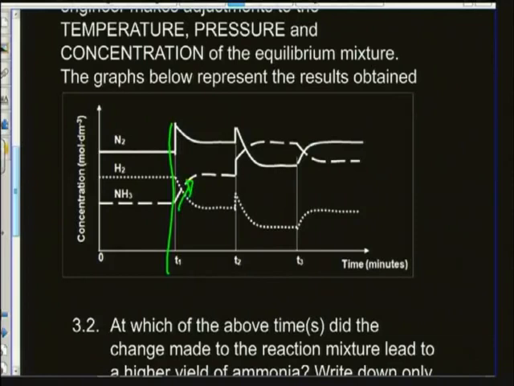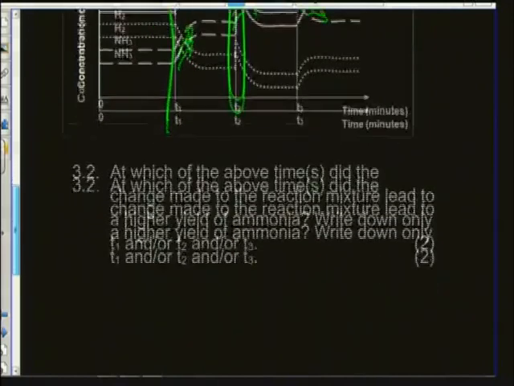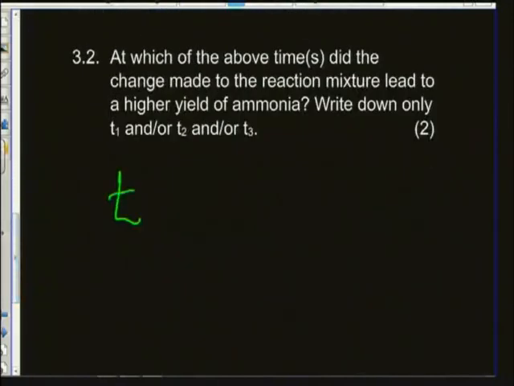Look at time T2. Time T2 is this time here. Whatsoever changes that we made, the amount of ammonia actually increased. And then in time T3, what happens to the amount of ammonia? The amount of ammonia decreased. So we can safely say that in T1 and T2, that's wherein we have got the amount of ammonia, or the yield of ammonia increasing. I hope you got that one.